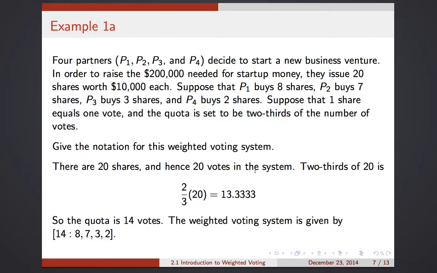If you don't get a decimal, you of course don't need to round, right? But if you do get a decimal, you can't have fractional votes, so always round up. So the quota here is 14 votes. So the way we would write this system is like this. 14 votes to pass anything. Player 1 has 8 votes, player 2 has 7 votes, player 3 has 3, and player 4 has 2. So here is the shorthand that describes this entire system.